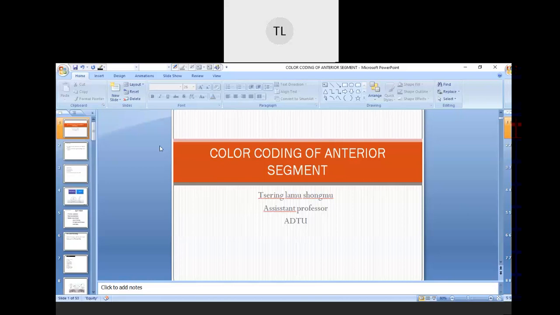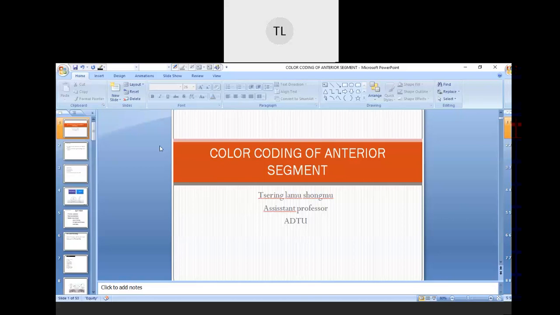That means how we are going to draw the cornea, and what colors we are going to use for drawing different abnormalities of the cornea. At the same time we are going to study the pharmacological color coding. So as soon as we finish this slide, maybe in the next class we can start with the pharmacological coding for your drugs. So let's start with the color coding of the anterior segment.